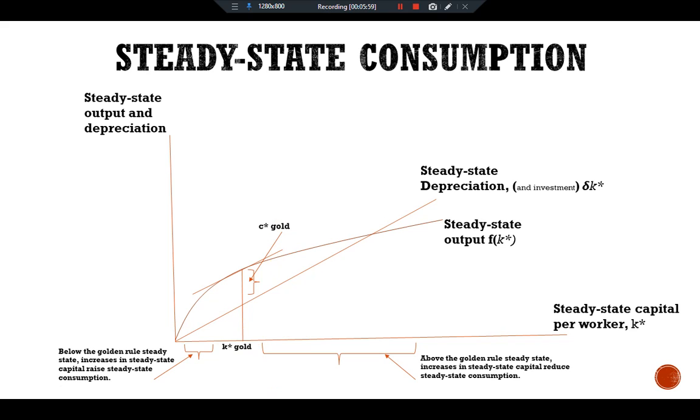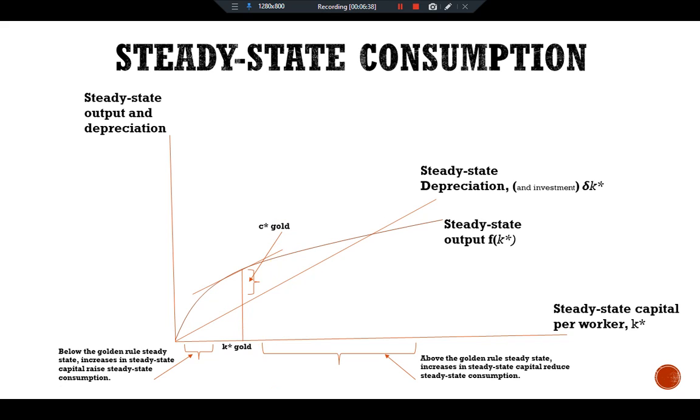When comparing steady states, we must keep in mind that a higher level of capital affects both output and depreciation. If the capital stock is below the golden rule level, an increase in the capital stock raises output more than depreciation, so consumption rises. In this case, the production function is steeper than the δk* line, so the gap between the two curves, which equals consumption, grows as k* rises.